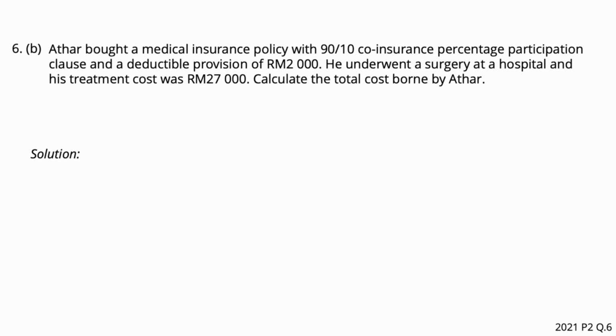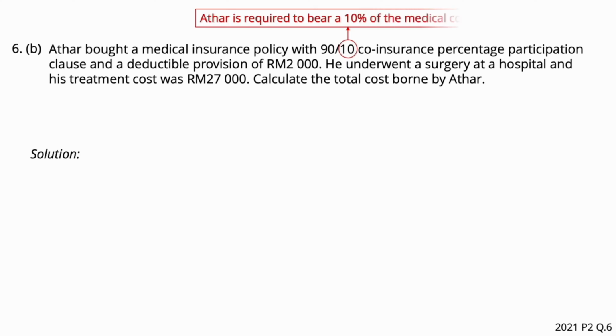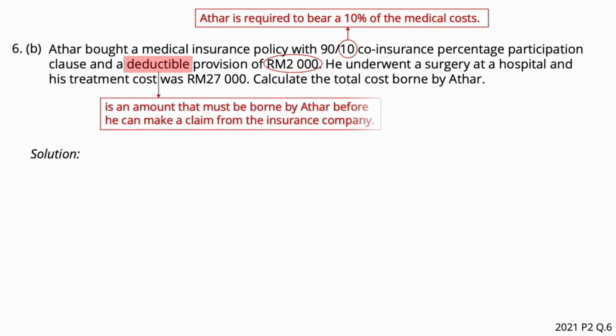Question number 6B. Atta bought a medical insurance policy with 90/10 co-insurance percentage participation clause. In this clause, Atta is required to bear 10% of the medical cost and a deductible provision of 2,000 ringgit Malaysia. Deductible is an amount that must be borne by Atta before he can make a claim from the insurance company. Atta underwent a surgery at a hospital and his treatment cost was 27,000 ringgit Malaysia. Medical cost after deductible is 27,000 minus 2,000 equals 25,000 ringgit Malaysia.